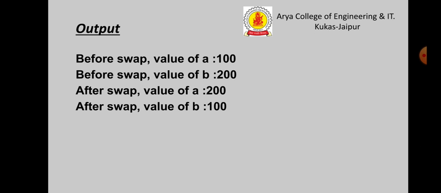And here is the output. Value of a is 100, value of b is 200 before swap, and after swap a becomes 200 and value of b becomes 100, because here the swapping is done on the addresses of the arguments. The actual value has changed, whereas when we use call by value, the actual value does not change.